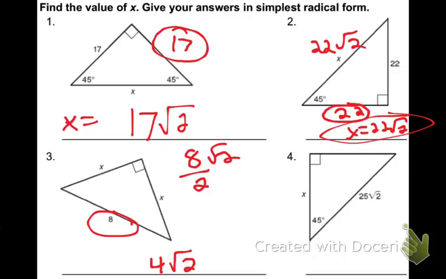What about number 4? So I have 25 square root of 2. That is my hypotenuse. Recognize that as the hypotenuse. So my legs are actually going to be length. What do you think? It's 25.